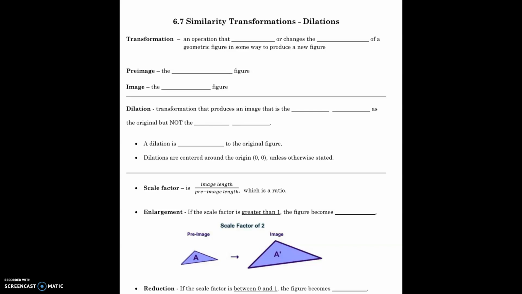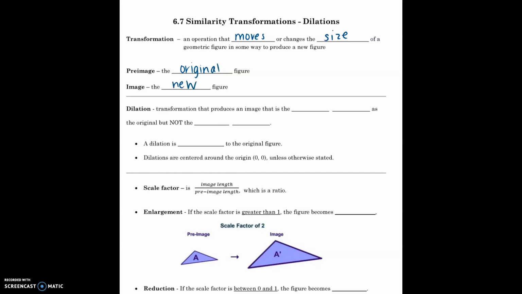Today we are going to start dilations, which is a similarity transformation. As we know, a transformation is an operation that moves or changes the size of a geometric figure in some way to produce a new figure. The pre-image is the original figure, and the image is the new figure.